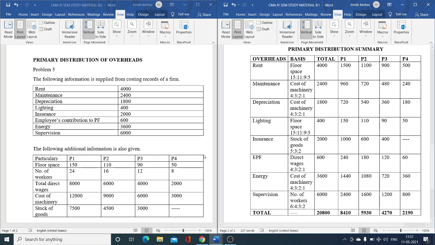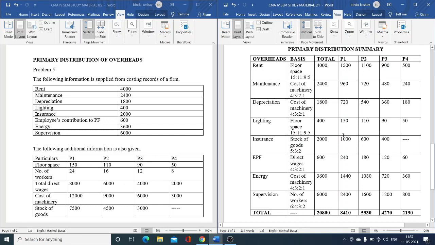So in this way we have apportioned the different overhead items to the various departments P1, P2, P3 and P4 based on the bases of apportionment which are given, like floor space, number of workers, direct wages, cost of machinery and stock of goods. In this case we do not have information about the service department, that is why the direct wages are not considered here.